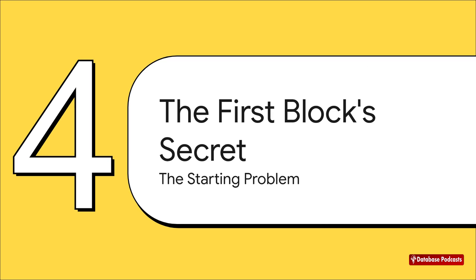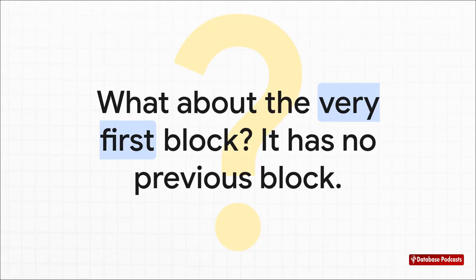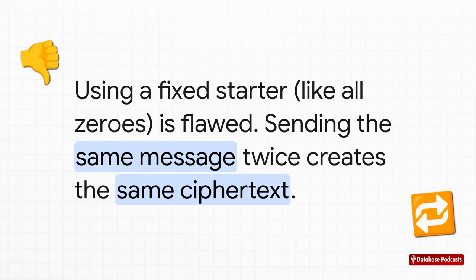But wait, if every block depends on the one that came before it, doesn't that kind of create a classic chicken and egg problem? Yep, exactly. Every block needs a previous one to chain with. But the very first block in our message has nothing before it. So where do we start the chain? What do we do? Now, you might think, well, let's just agree to always start with a block of all zeros. It's a simple solution, but it's a trap.